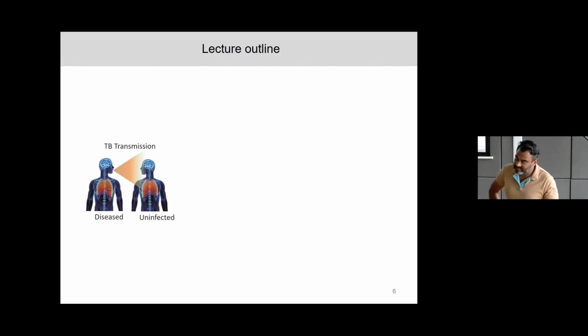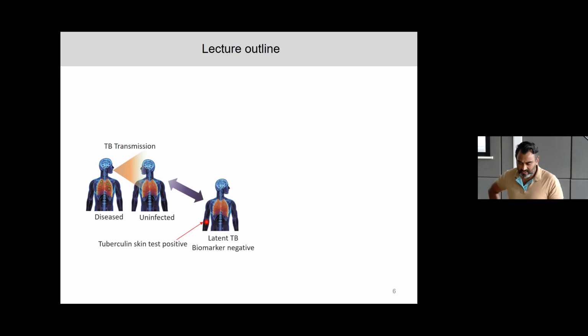And so this is a transmission couplet, right? How do you get TB? You've got to share air with somebody who's sick, right? And so usually you have this transmission of disease from people who are infected with disease to those who are uninfected. But as with many diseases, sharing air doesn't necessarily mean you're going to get the disease, right? So there are actually multiple outcomes that happen from sharing air. The first is that you can develop what we call latent tuberculosis infection.